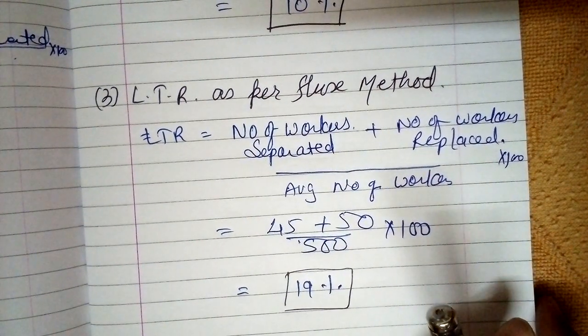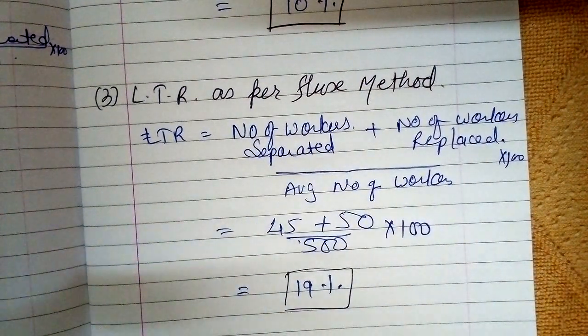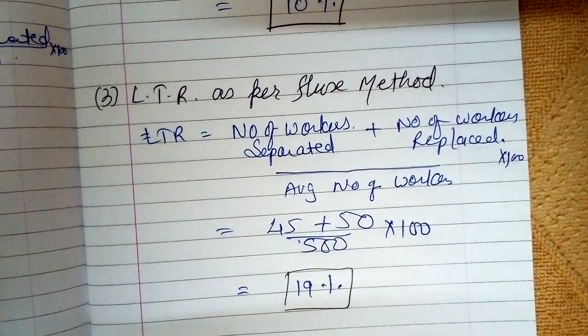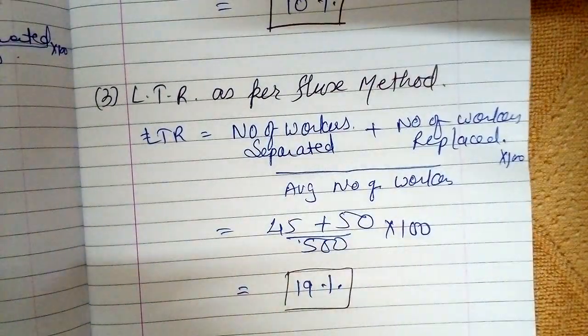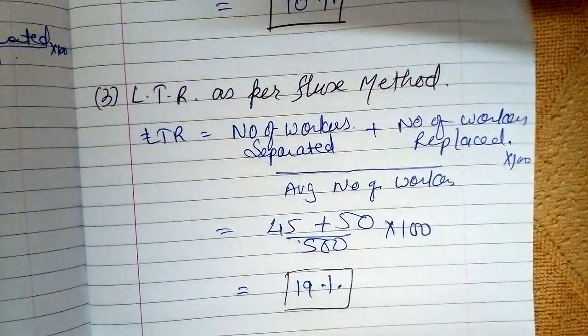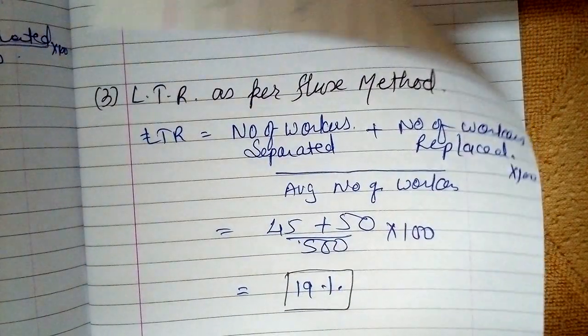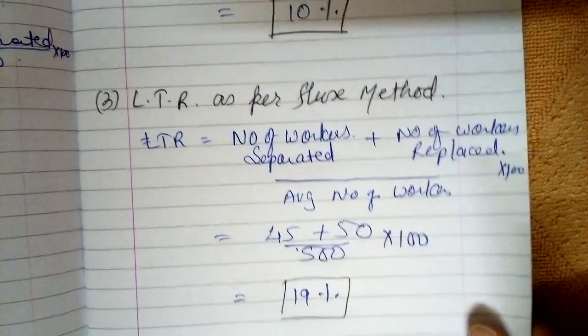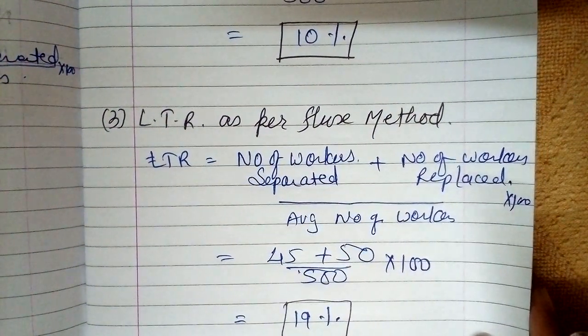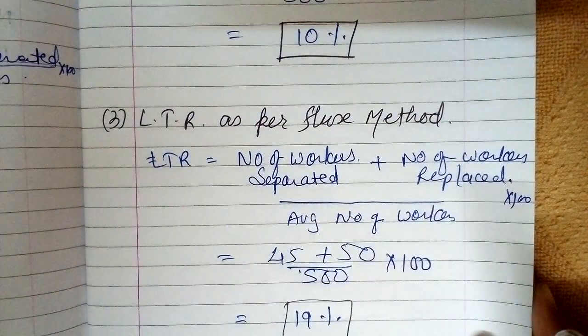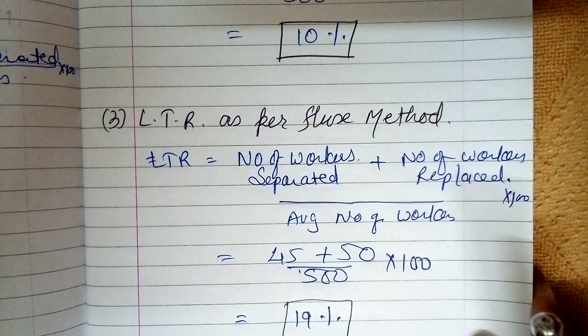Okay, so this is the second example of labor turnover rate method. In the next session we will be going to solve the further examples related with this, under which we will also calculate equivalent annual rate, that is EAR, from the next example.